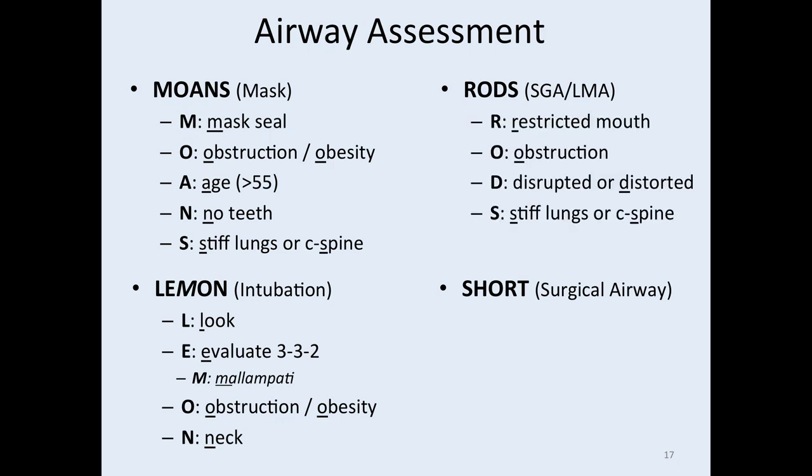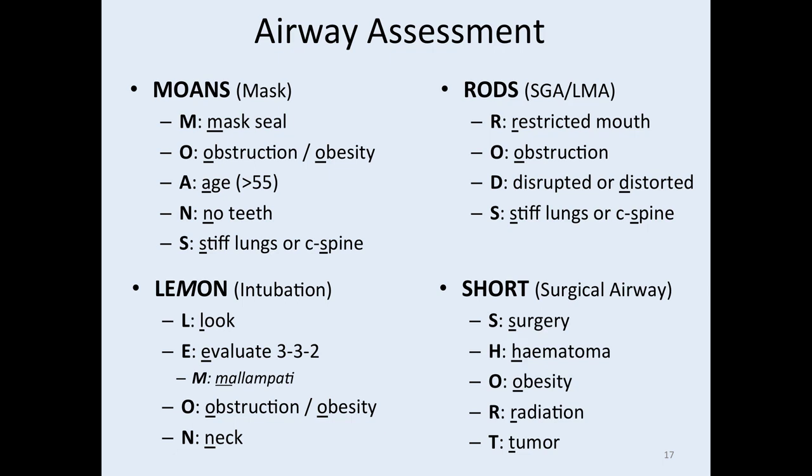RODS is unfamiliar to me. It's how to predict difficult supraglottic airways. So restricted mouth opening and obstruction and disrupted or distorted airway. S stands for stiff lungs or stiff C-spine. And SHORT is for a difficult surgical airway.